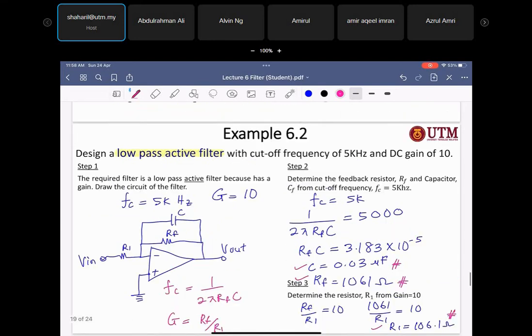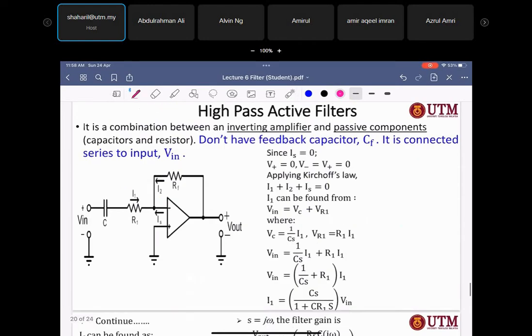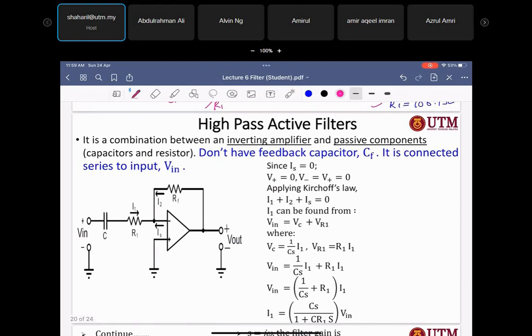Before this we have the low pass active filter, then we also have the high pass active filter. So the difference is, remember, the V out is taken from the output of R. The difference from the low pass active filter is just the location of C, which is at the input. So the critical frequency FC is equal to 1 over 2 pi R1 C.